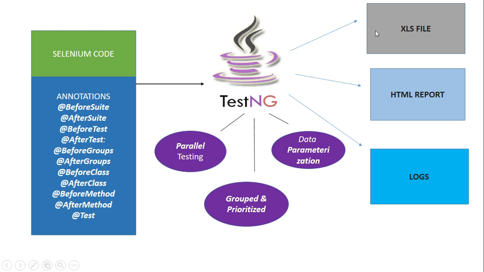And what does TestNG produce? The XLS file, HTML report and logs are produced by TestNG. So the generation of the HTML report is an ability of TestNG. We can say it is combined with the Selenium code, because by only writing the Selenium code we are not able to produce any report. So TestNG is included, or merged, with the Selenium code.